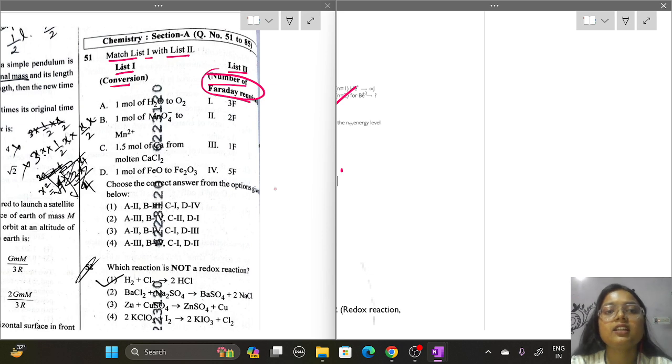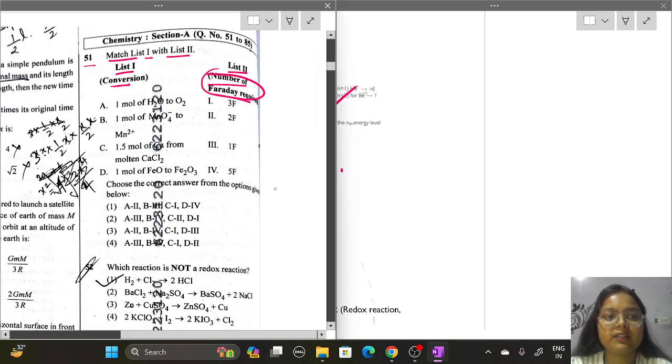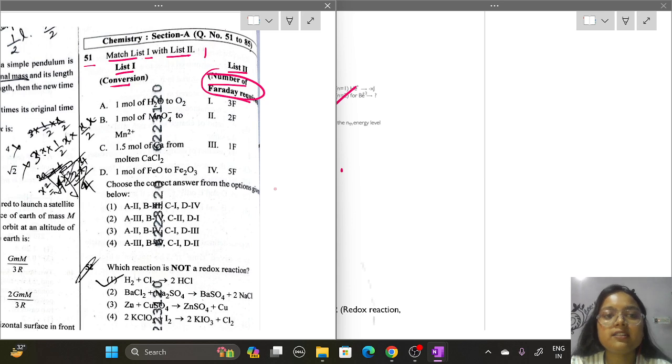Hello everyone. So let's start with question number 51. The question says, match list 1 with list 2. So it is a match the following type question. In list 1 we have been given the conversion, and in list 2 we have to match the number of Faradays that is required.